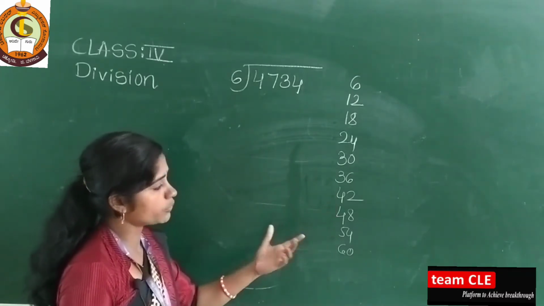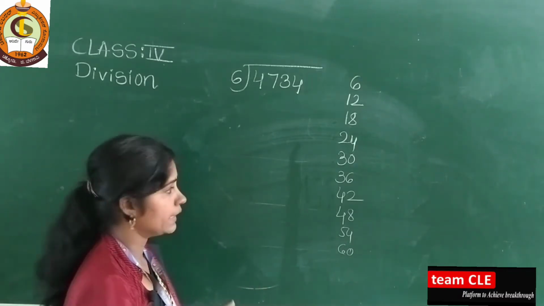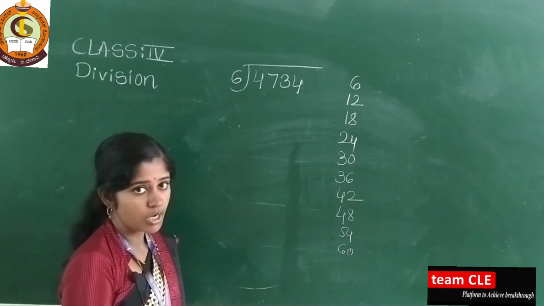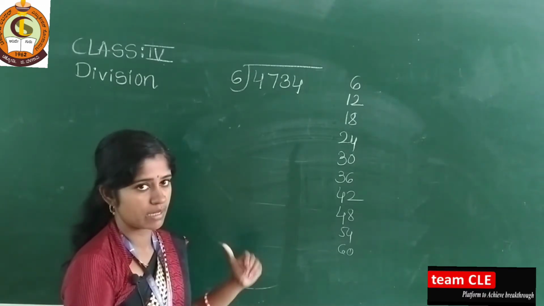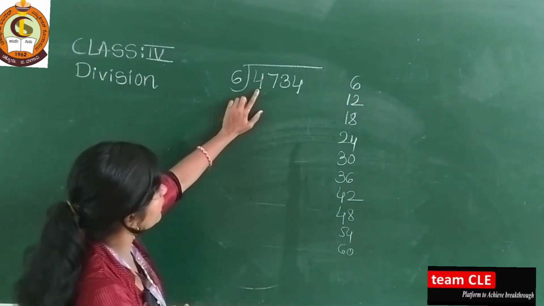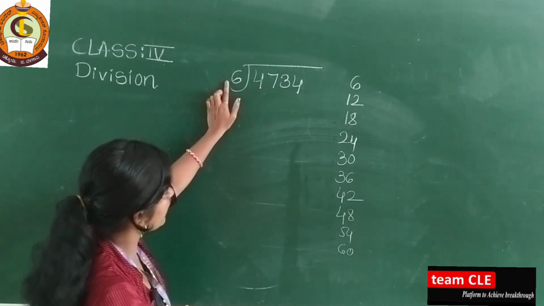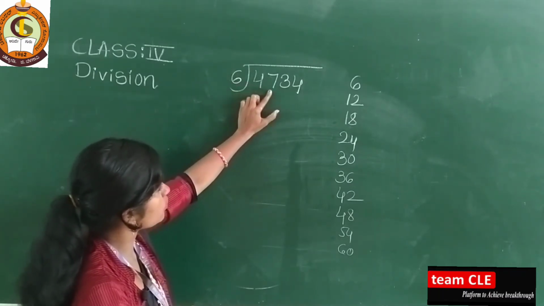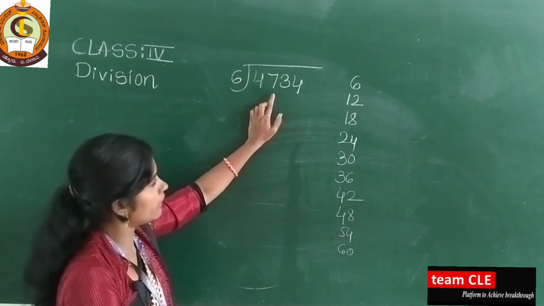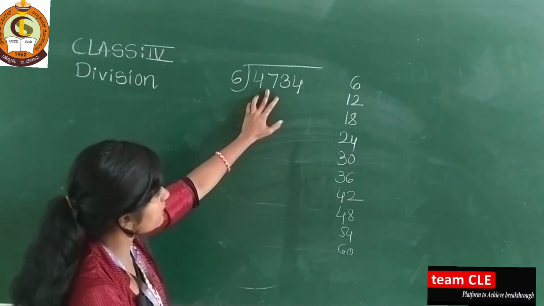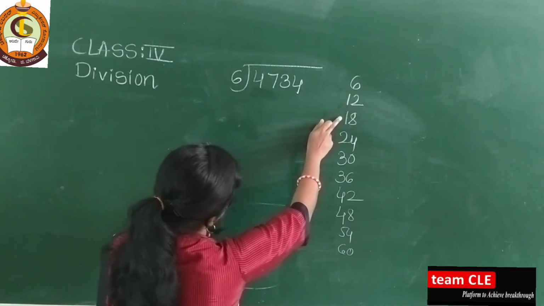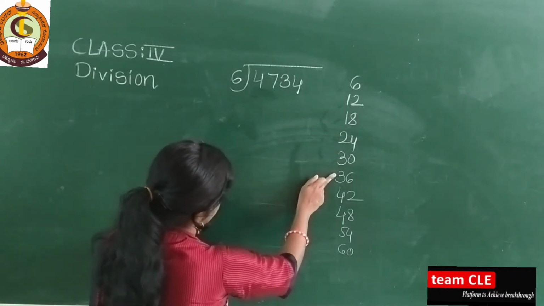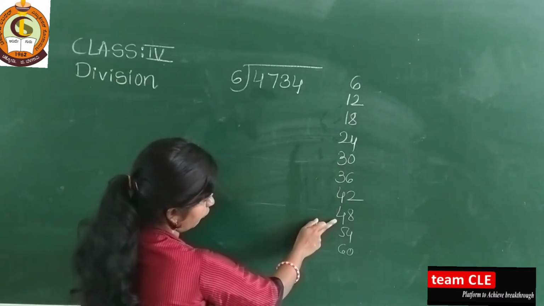So it's better to write tables in one corner. It becomes one type of practice also, and you will learn tables also, and you will solve the example also. So take here 4 is there. So 4 is less than 6. I can't take this 4, so you take this 47. Then tell me how to do this. 47 is there. Then take here 6, 12, 18, 24, 30, 36, 42. Here 48 is there.